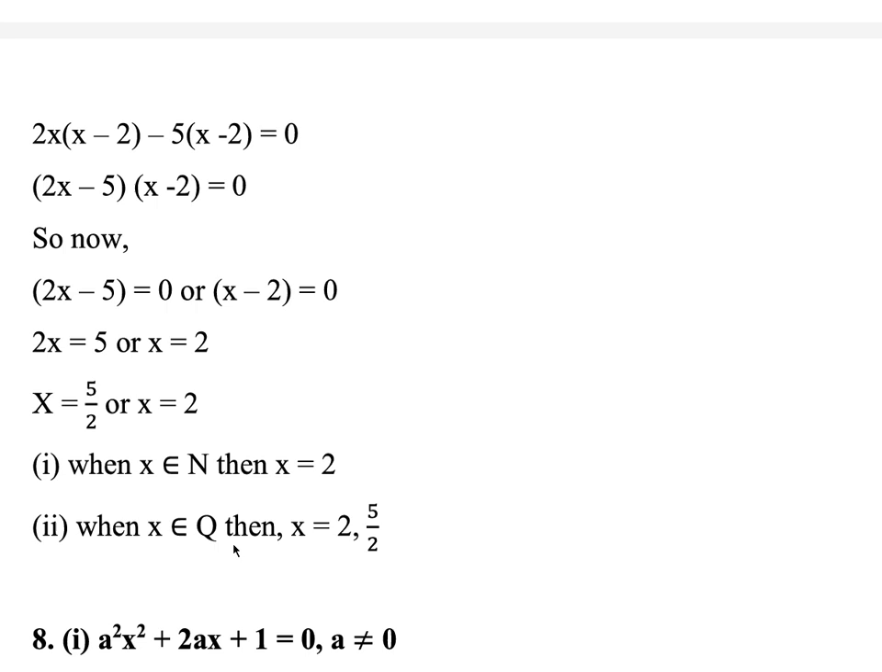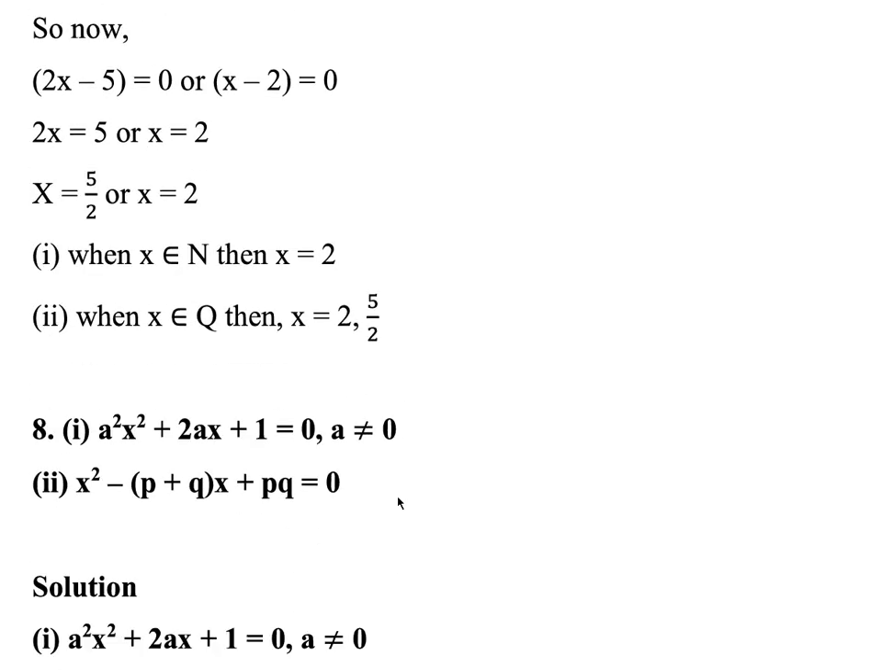In case of Q, we can take the 5 by 2, because x belongs to Q means it is representing only rational numbers. Rational number, like 5 by 2, is any number that can be expressed in the form of p by q, and q not equal to 0 is the definition of the rational number.